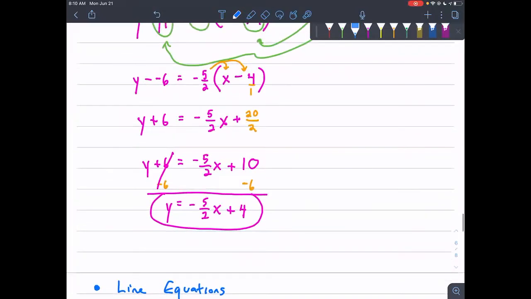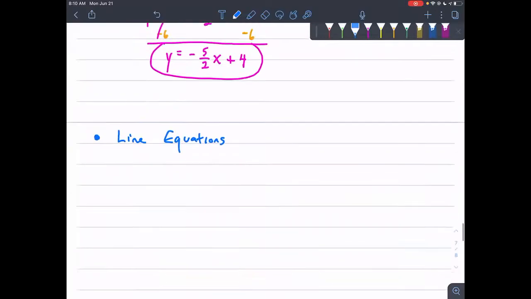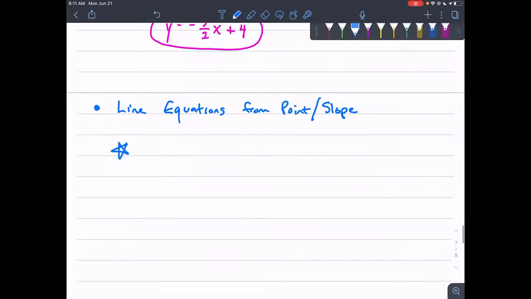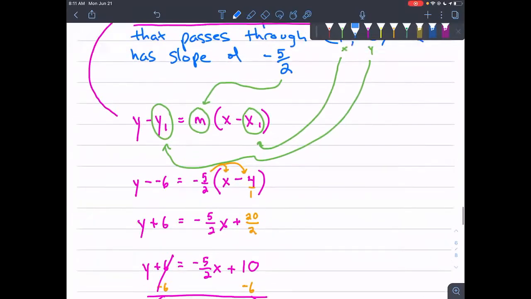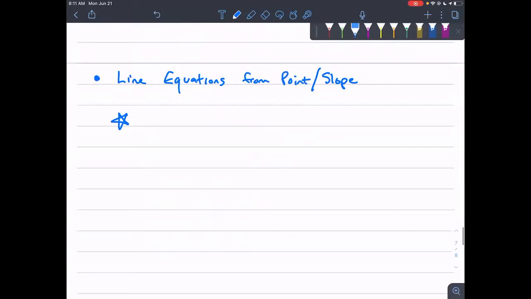Okay, so that's the only example I'm showing on the lines from point slope diagonal only. Line equations from point slope. So I'm going to put a little star next to this one because most of them that you guys see will be like this last one that we did, but there's going to be a few exceptions.